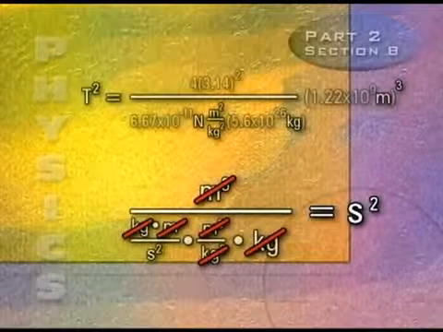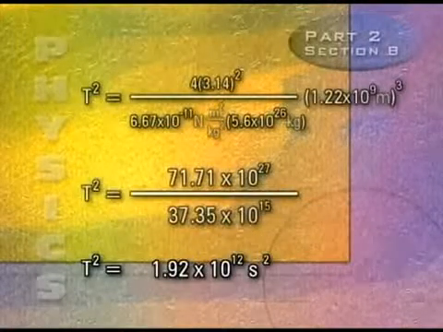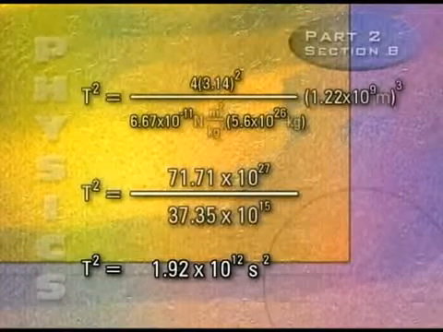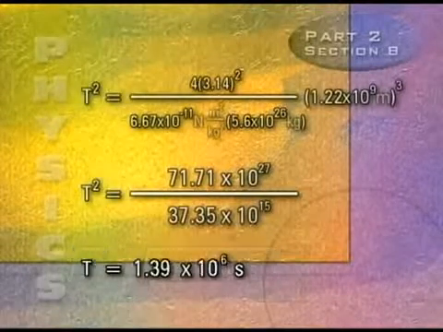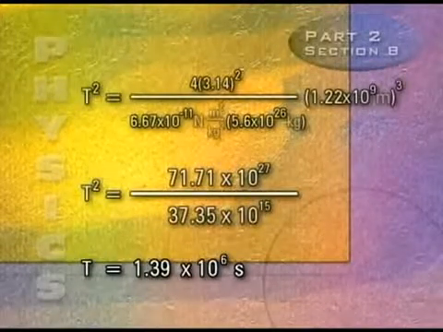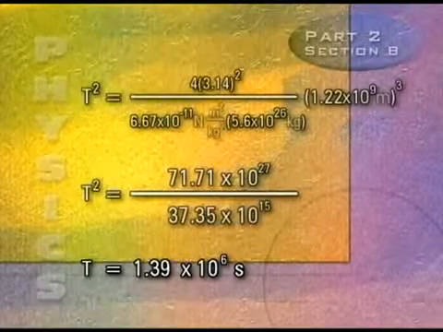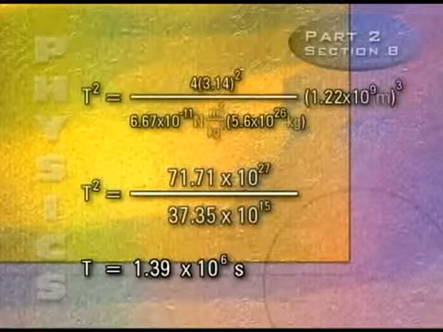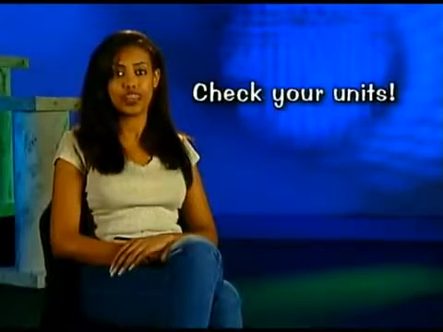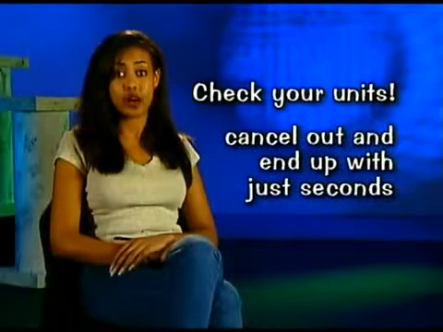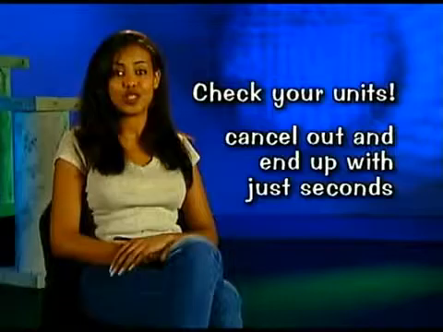Now, we're not quite done because this is T squared, and we're looking for T. So taking the square root, we get 1.39 times 10 to the 6th seconds. So Titan's period is 1.39 times 10 to the 6th seconds. Now, if you're not sure if you set up the equation properly, one way to check is to look at the units. If the units cancel out and you end up with just seconds, you did it right.